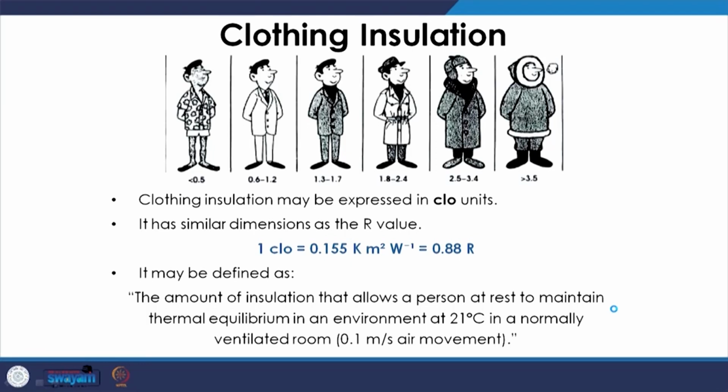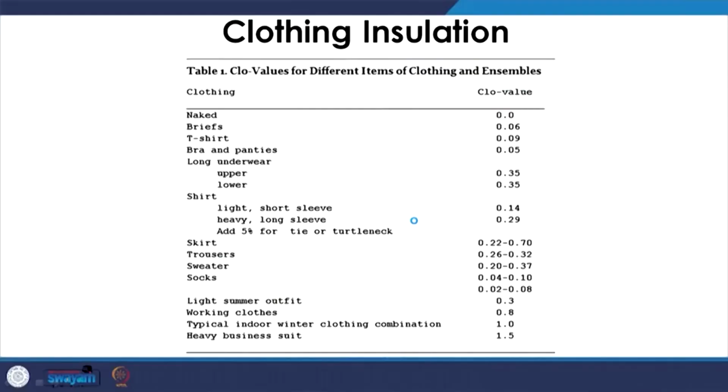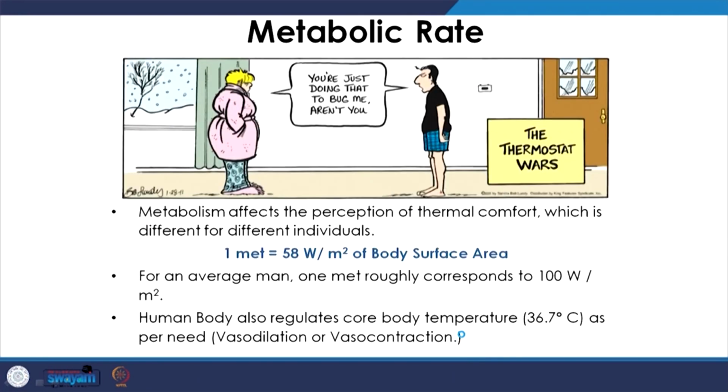The first factor which we have is clothing insulation, and it is expressed in clo value. It has a similar dimension as the R value, or resistance. So, it is Kelvin meter square per watt, which is the resistance offered by the clothing for the exchange of heat. There are defined clo values, insulation values, for different kinds of clothing types, starting from 0 when the subject is not clothed at all, to a very heavy business suit which may go as high as 1.5. So, by varying our clothing patterns, we can feel comfortable for the same set of environmental parameters. The next is metabolic rate.